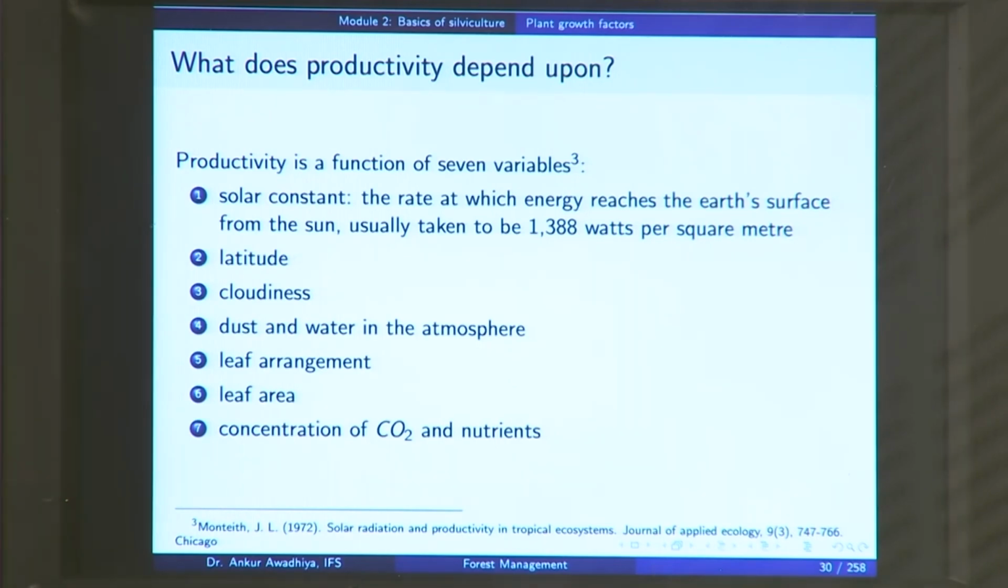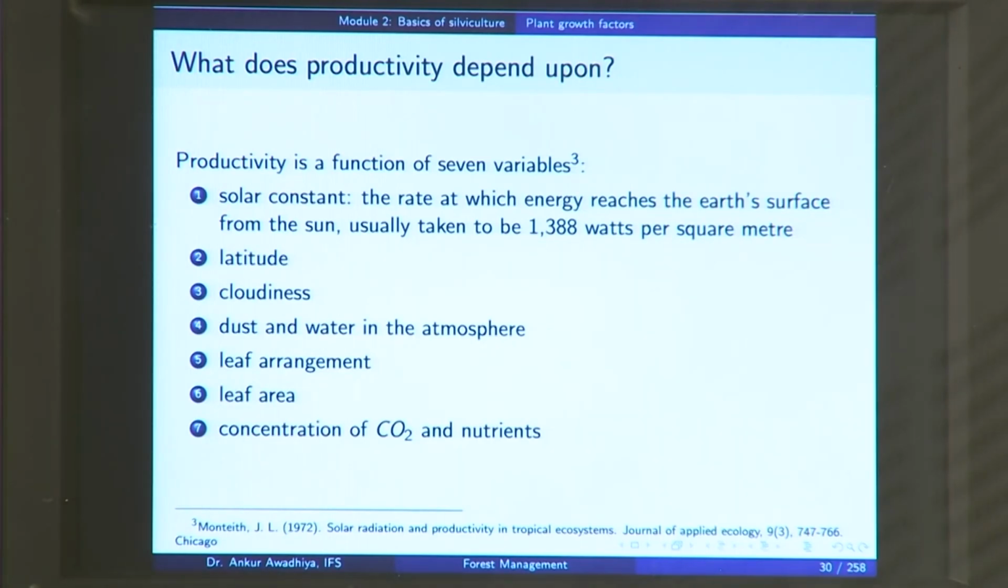Now, what we are saying here is that the primary source of all the energy is the sun, and so if the amount of energy being released by the sun is less, the energy that will reach the earth will also be less. And if we have less energy to begin with, the plants will not get enough energy, and so the productivity of the plants will also reduce. But typically the solar constant does not vary very much, it is more or less constant. So, we take it to be a constant at 1388 watts per square meter.